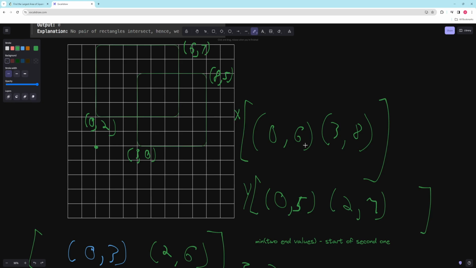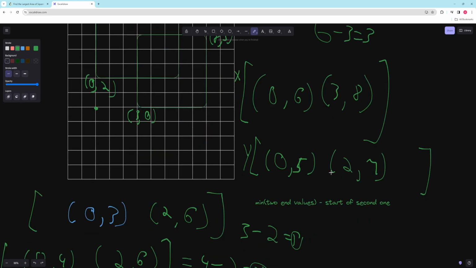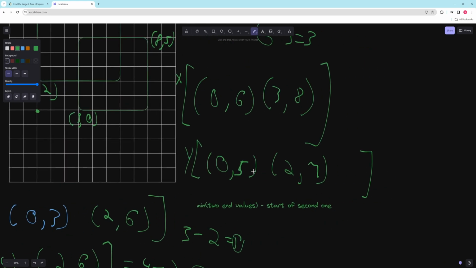Now remember, our formula is the minimum of the two ends. So 6 minus the starting point of the second one. So 6 minus 3 is 3. So that's our x distance of a side. Now here's our y. Do they overlap? Yes. Same thing. Smallest one of the two ends.